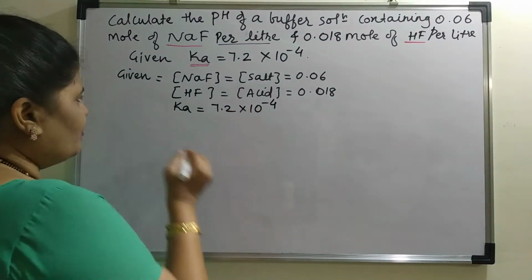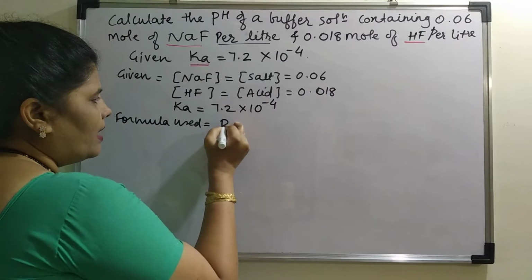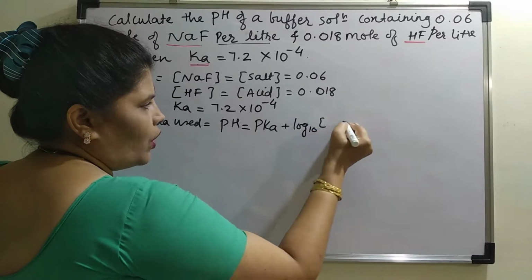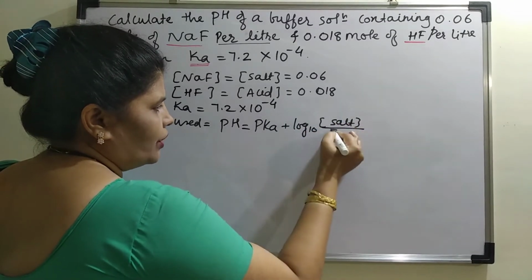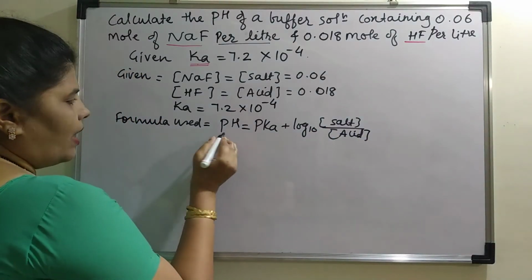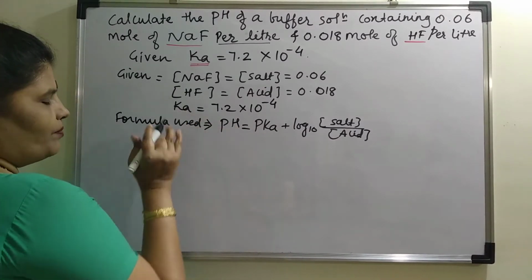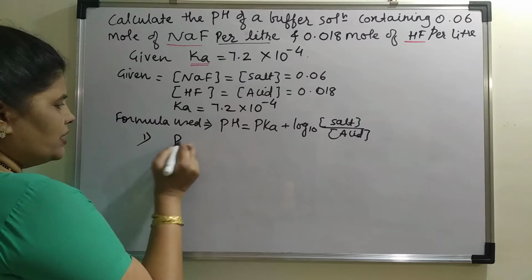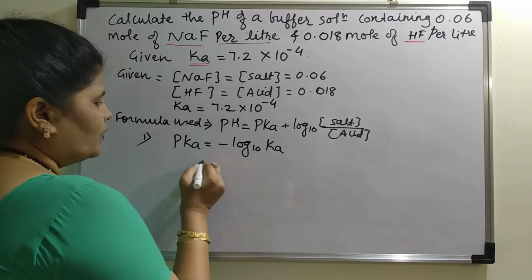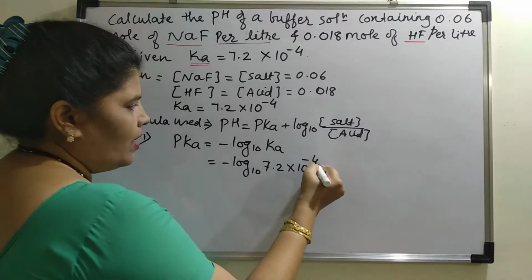Now what you need is the formula used here. pH is equal to pKa plus log to the base 10 of concentration of salt to concentration of acid. Now as it is an acidic buffer, I will write here acid. Now to calculate pH, what I need is pKa. So let us first calculate pKa from this Ka value. The first calculation is pKa is equal to negative log to the base 10 of Ka. So that is negative log to the base 10 of 7.2 into 10 raised to minus 4.